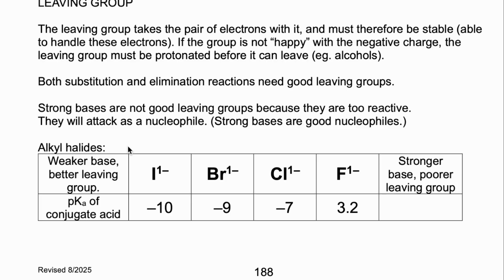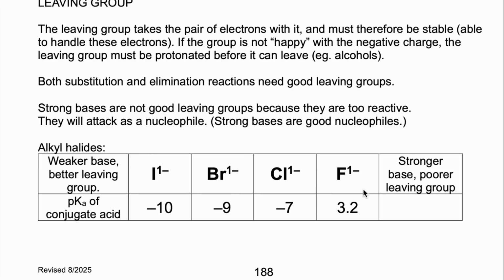So this is something similar to being willing to lose a proton and get a negative charge. Being willing to break a carbon bond and get a negative charge correlates with that. So something that is a weaker base, something that's happy with a negative charge, is going to be a better leaving group. Something that is a stronger base that's not as happy with a negative charge is going to be a poorer leaving group.